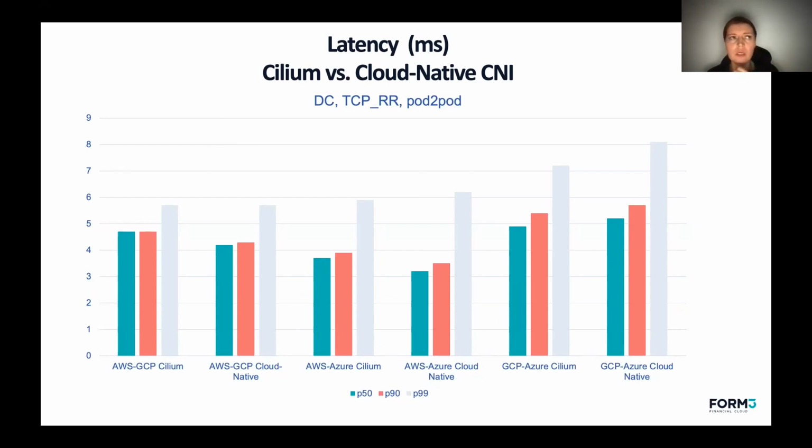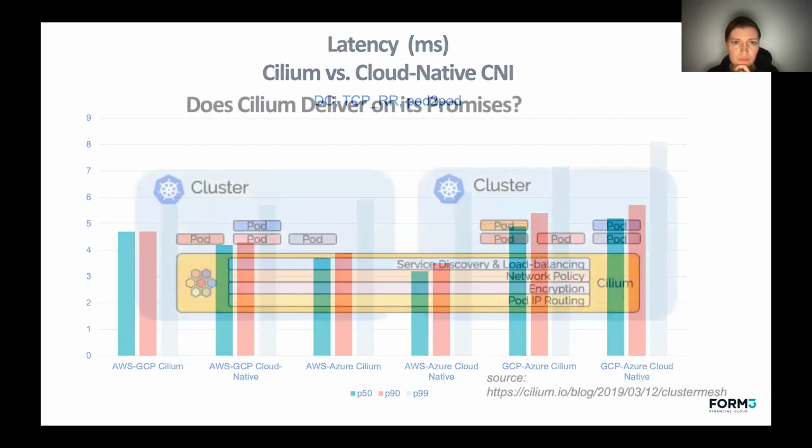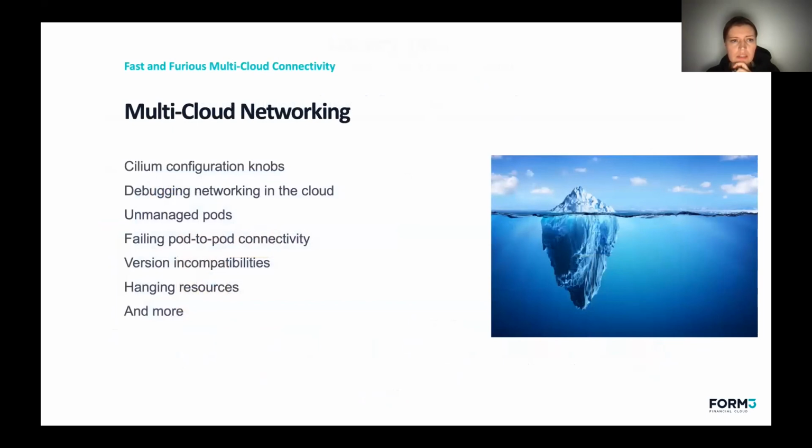On the other hand, you can get much more in terms of functionality. For example, more advanced network policies, or if you are focused on encryption, that's what Cilium can provide out of the box. So when it comes to multi-cloud networking, you see that it's not as simple as you could imagine. At least at first, our impression at Form3 was that it was going to be much simpler than it turned out.